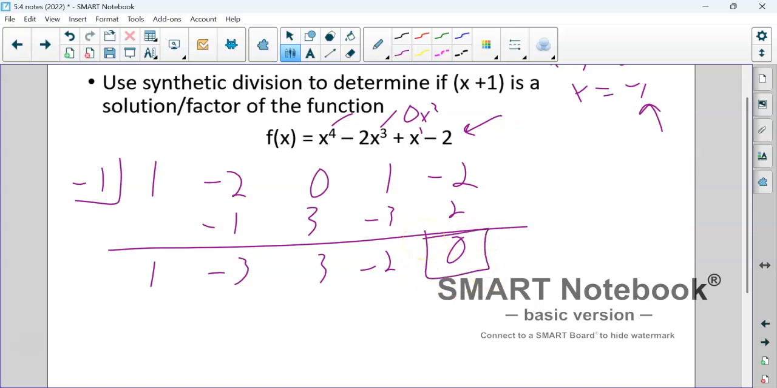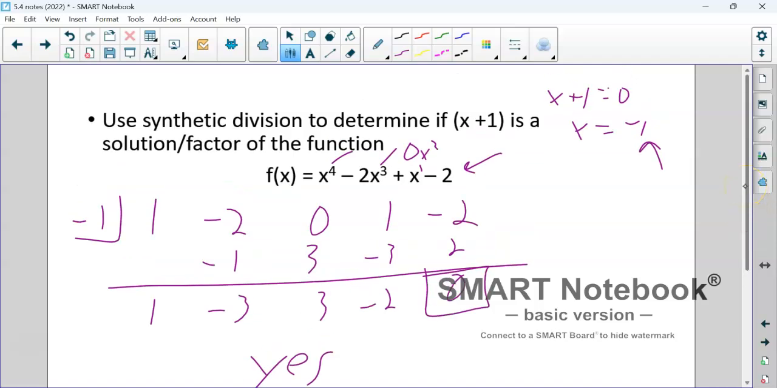So is it a solution, a factor? Yes, it is. Negative 1 is a solution, and x plus 1 is a factor. Okay, so two ways to look at that. This is a factor. This is a solution.